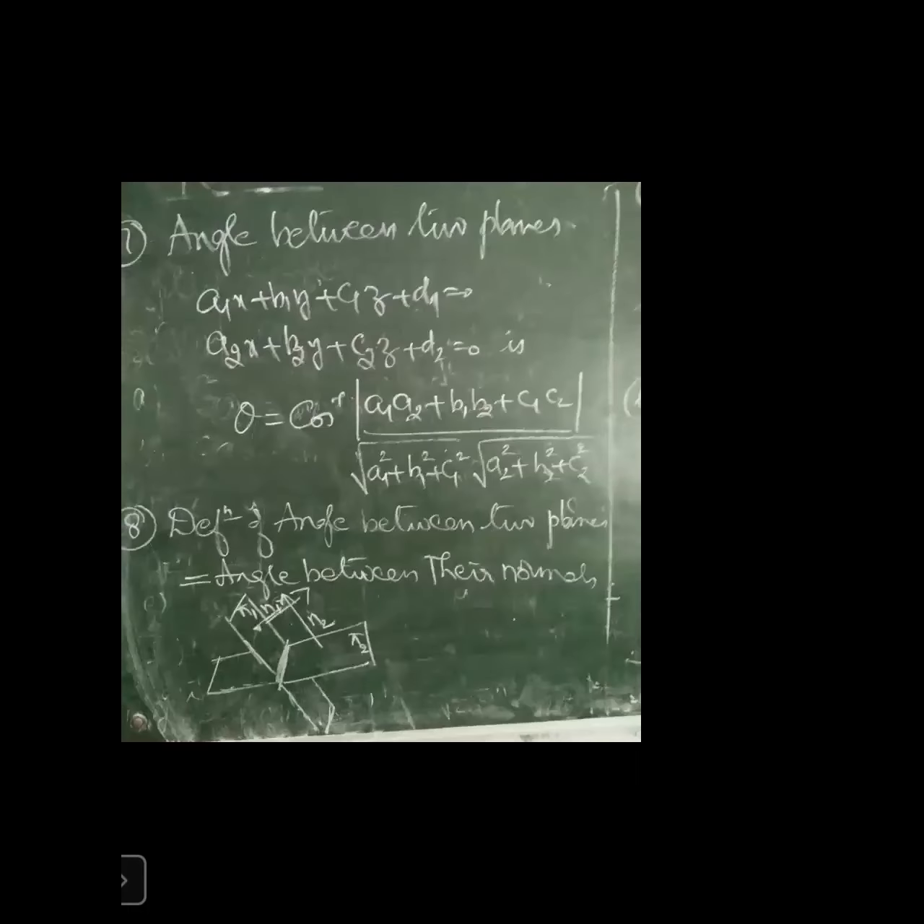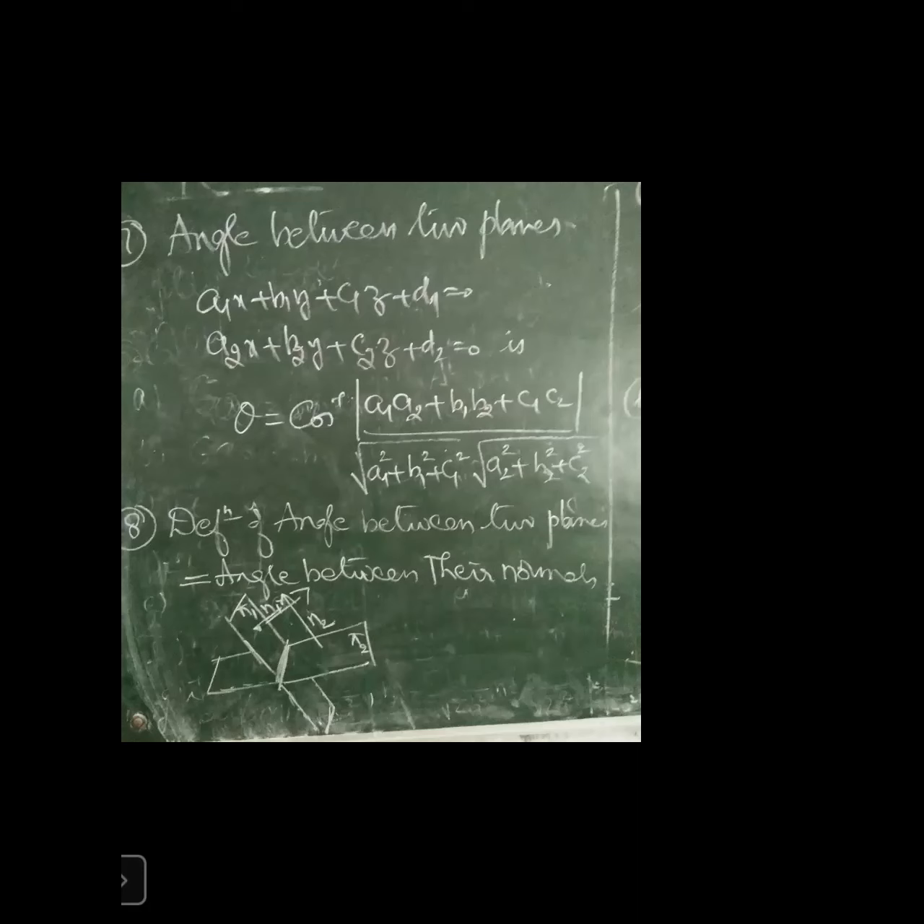Next, point number seven. Angle between two planes. If theta is the angle between the two planes A1X plus B1Y plus C1Z plus D1 equal to zero and A2X plus B2Y plus C2Z plus D2 equal to zero, then theta equals cos inverse of modulus of A1A2 plus B1B2 plus C1C2 divided by square root of A1 square plus B1 square plus C1 square into square root of A2 square plus B2 square plus C2 square.